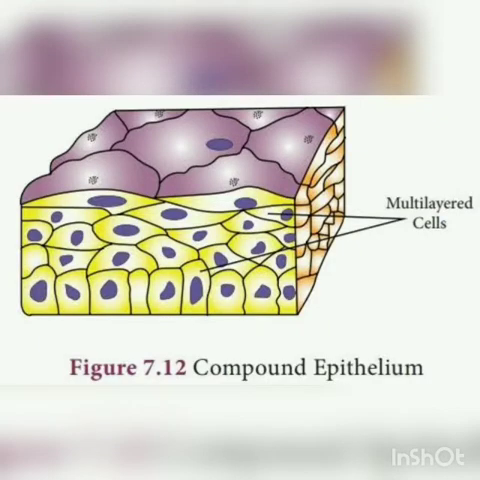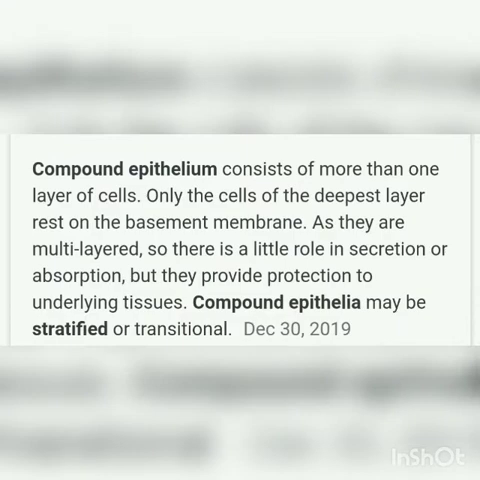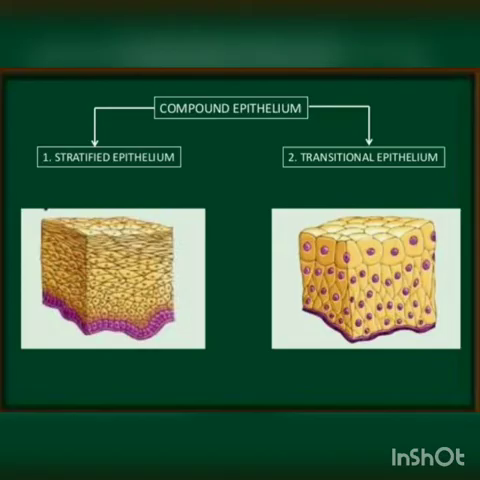Next we see compound epithelium. Compound epithelium is made up of more than one layer, that is multi-layered of cells, and it has the limited role in secretion and absorption. This compound epithelium may be stratified or transitional. The compound epithelium may be stratified and transitional.